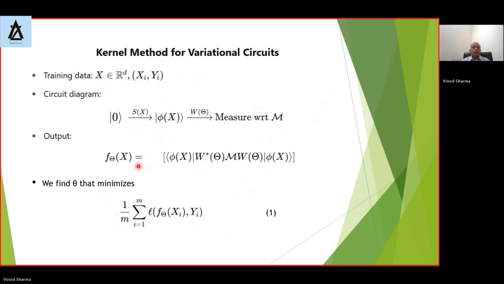Therefore, f_theta(x), which is the mean of the outputs here, as we have seen earlier, can be written as the inner product <phi(x)| W*(theta) M W(theta) |phi(x)>. This is the phi(x). And of course, we want the theta that minimizes this cost function, where L is an appropriate cost function, which tells the difference between the output corresponding to x_i from the theta circuit and the actual label y_i of the training data.